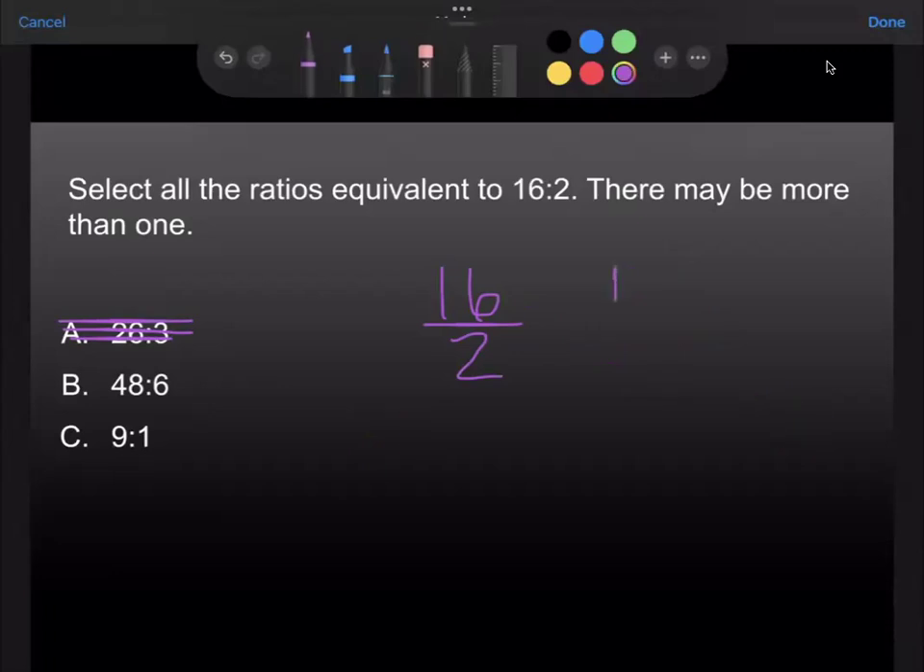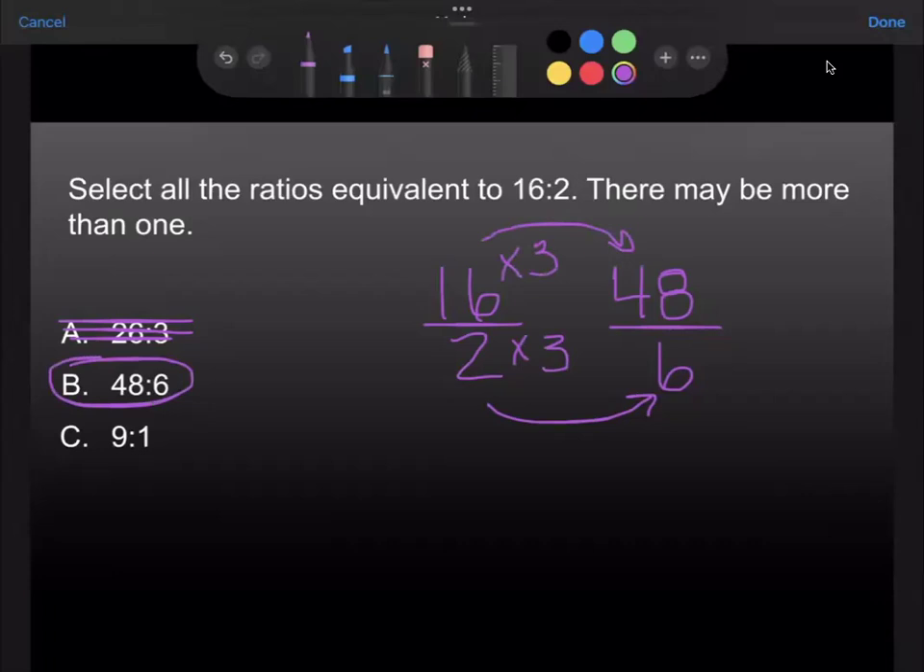Second option is 48 to 6. Okay, now this one, can't really tell how to go from 16 to 48, but I can definitely tell that if I did 2 times 3, that would give me 6. So what I'm going to do is test out what 16 times 3 is. Okay, so that means 16 times 3 is 48. It's exactly 48. So that means this one is equivalent. Okay, I'm going to go ahead and take that down.